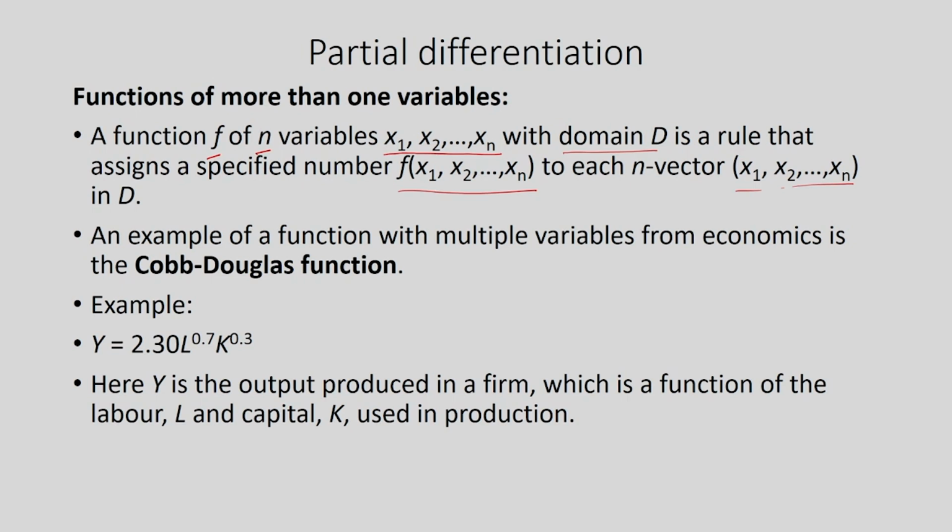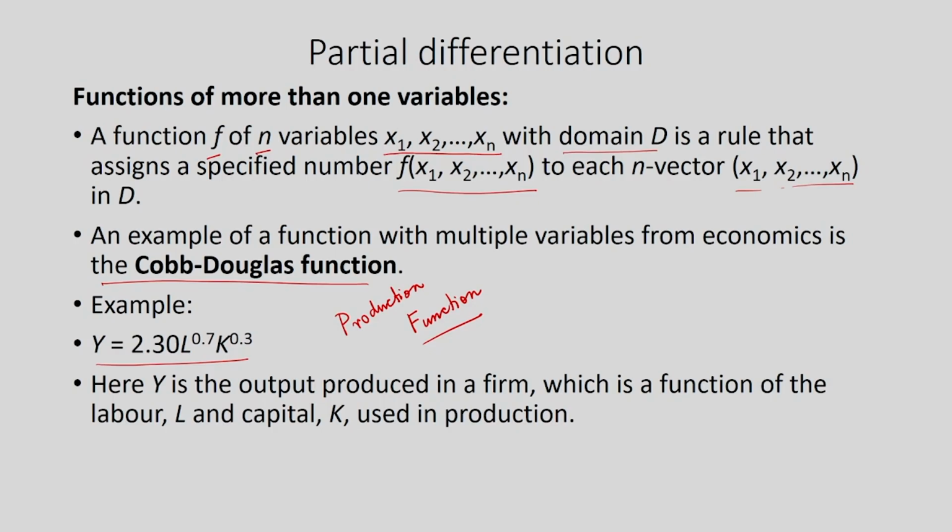So, to fix our ideas, I start with an example. An example of a function with multiple variables from economics is the Cobb-Douglas function. This is a very well known form of function in economics, often used. This is called the Cobb-Douglas function. And here we are dealing with a particular Cobb-Douglas function. This is called the production function. We have encountered production functions before.